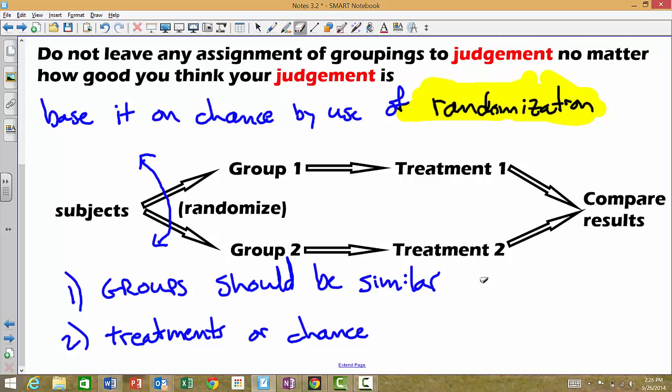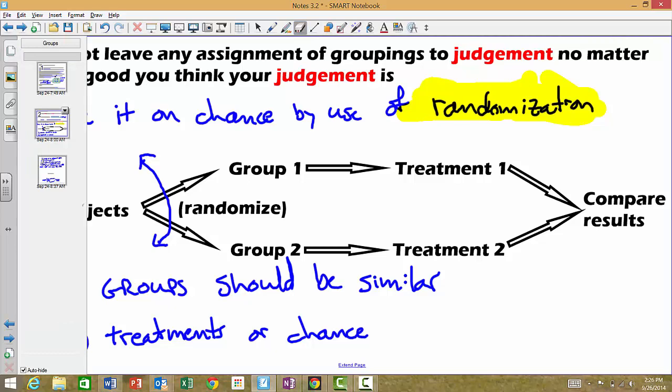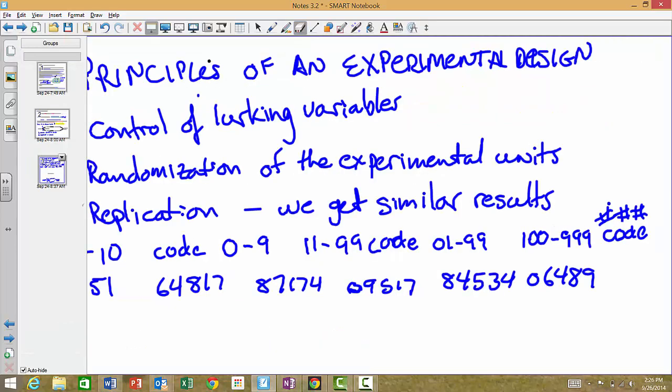Now on the back, we'll just do a couple parts right here. Principles of an experimental design. We're just going to do those top 3 there. First, the control of lurking variables. The second one is randomization of the experimental units. And the third one is replication.